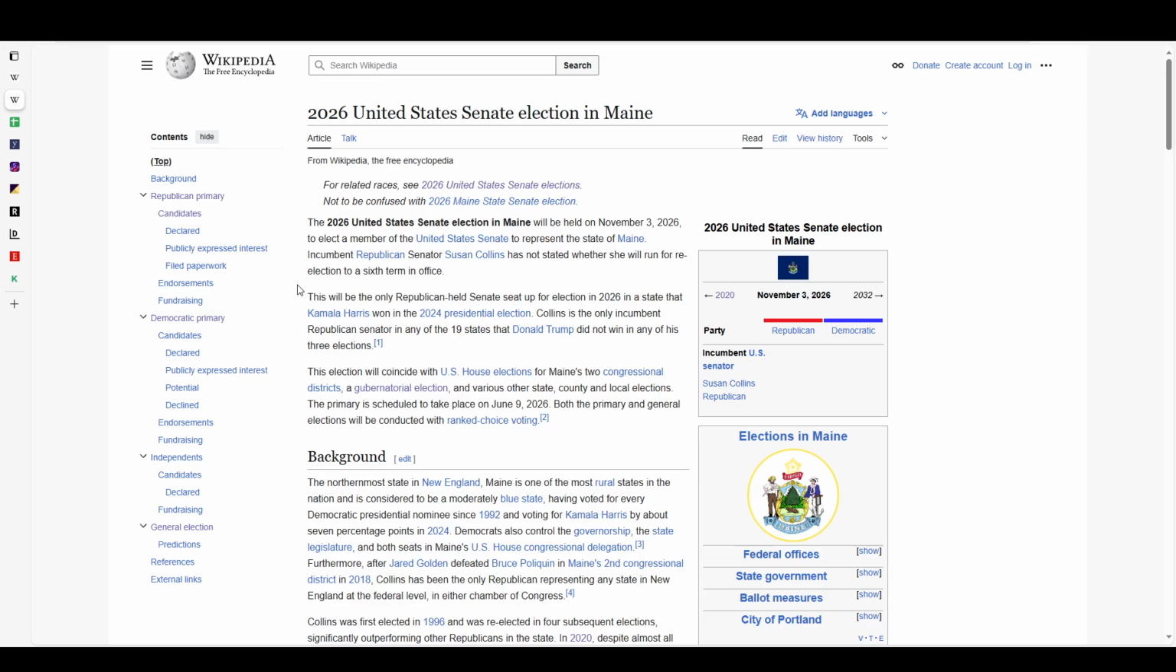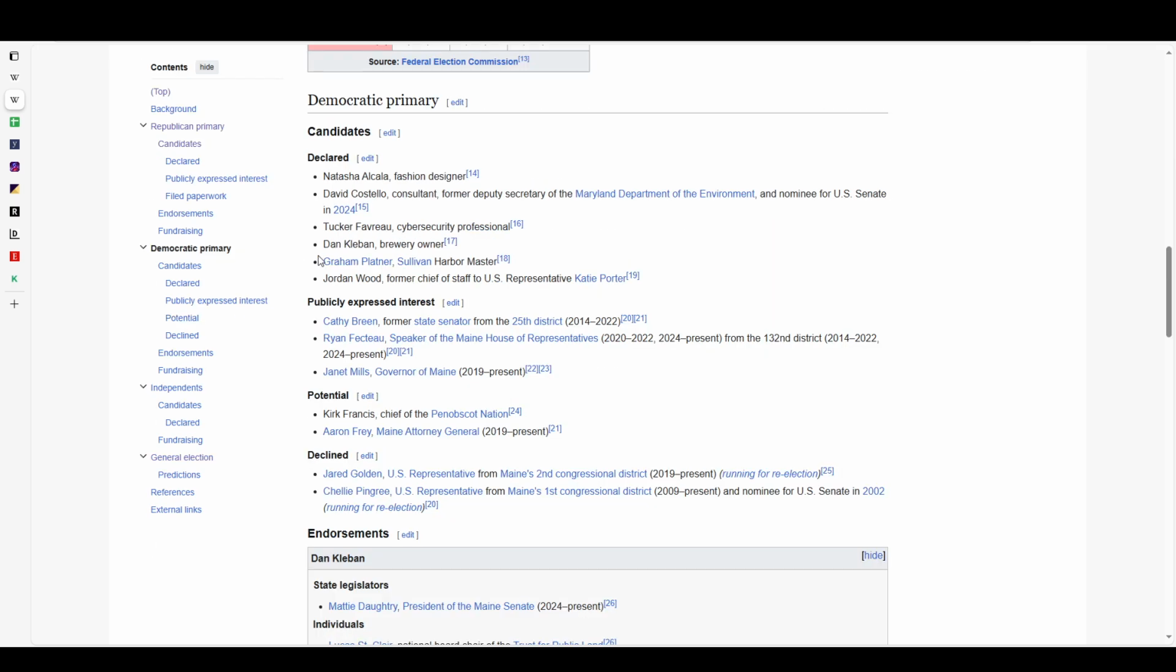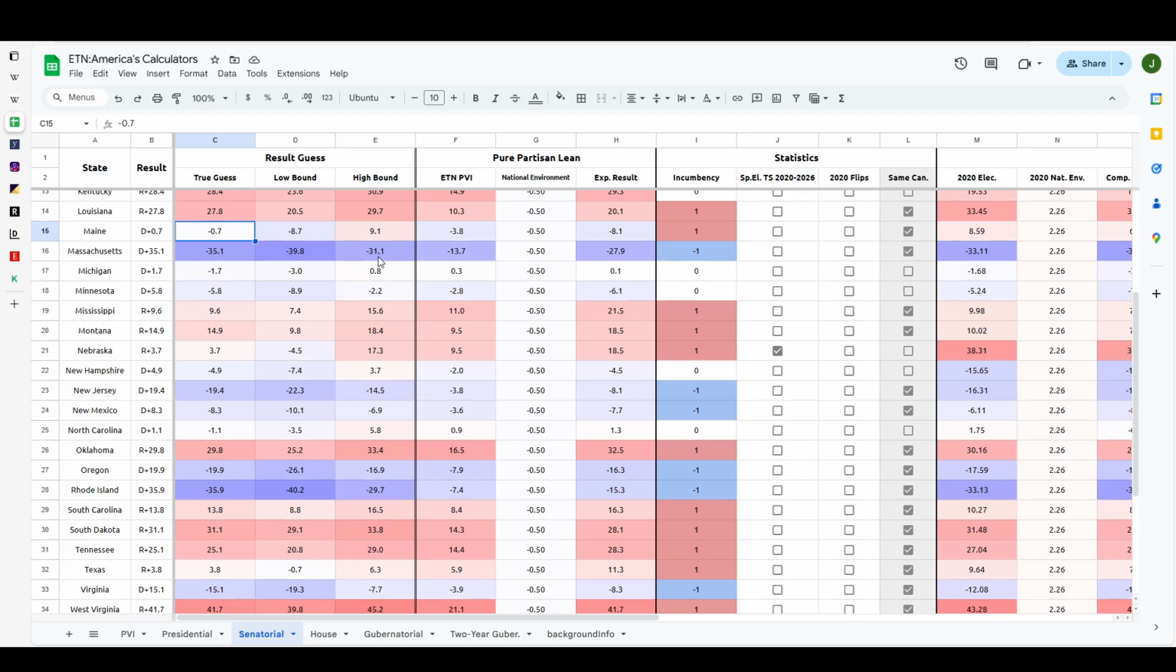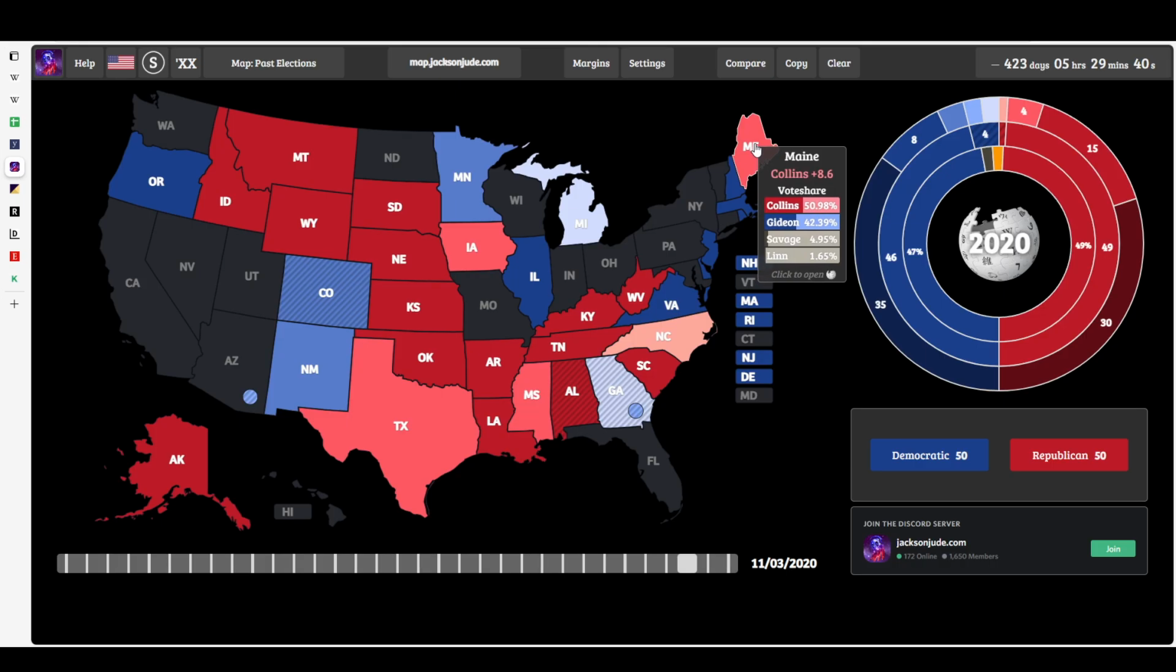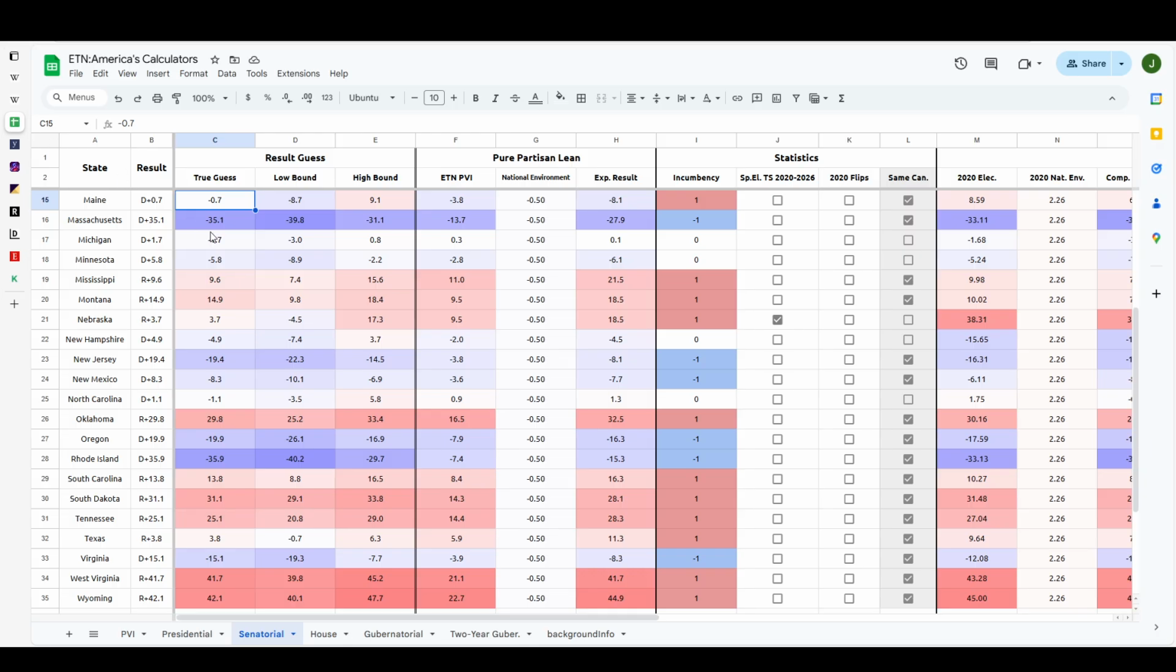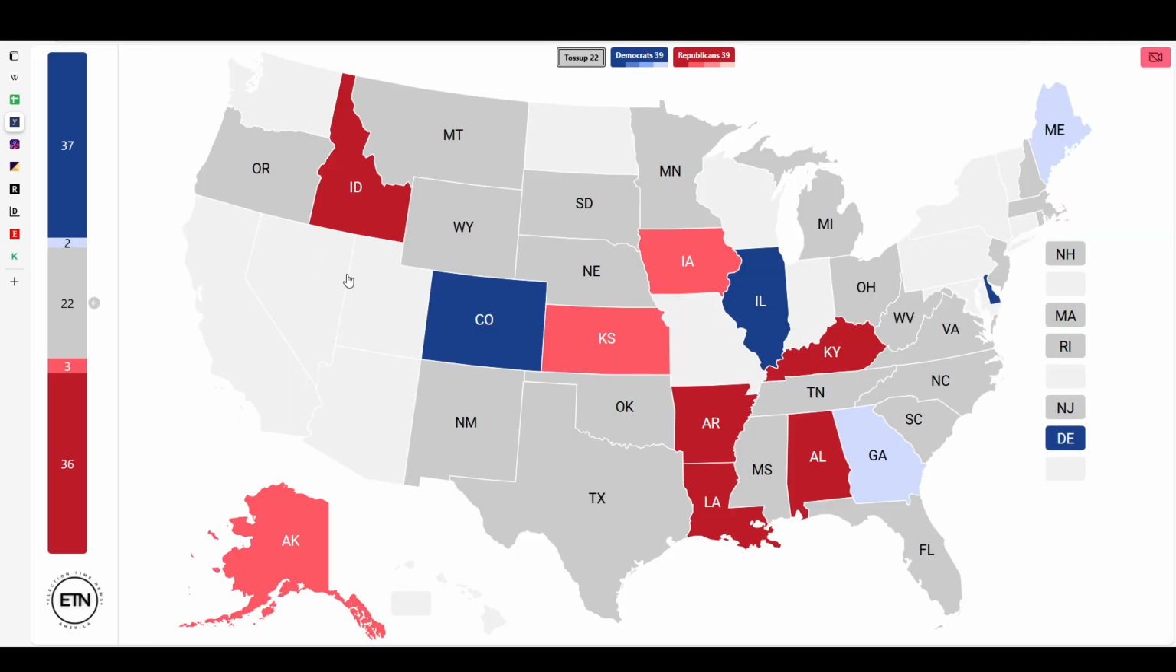We have the candidate Graham Plattner has joined. He's more of a populist, which generally seems to be a very strong type of candidate choice, not only in Maine but across the country. Even though Susan Collins did win by 8.5 in 2020, she also has had growing controversy and disdain across the state from what we've been seeing from previous cycles.